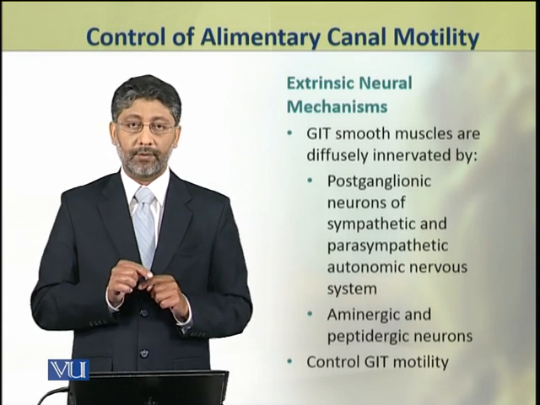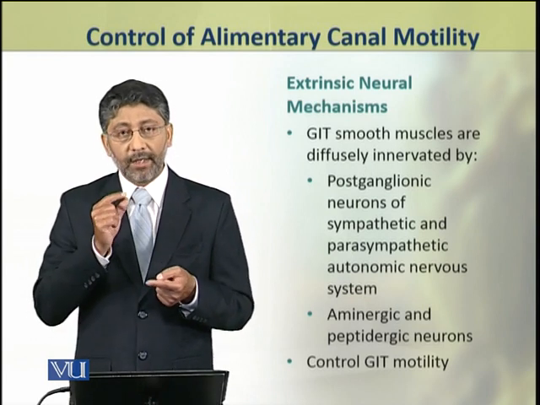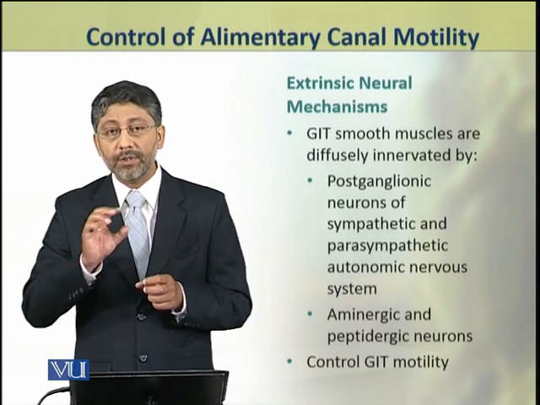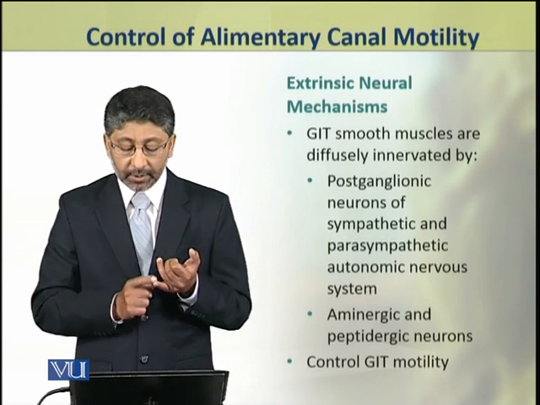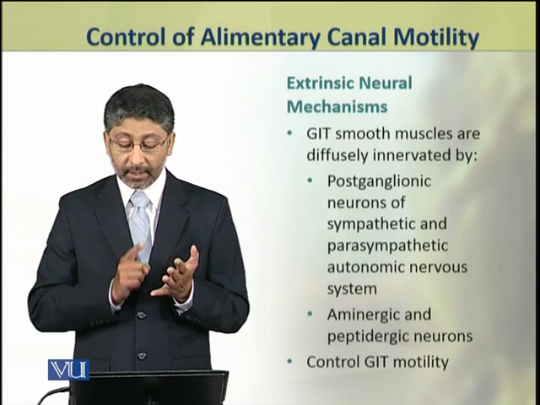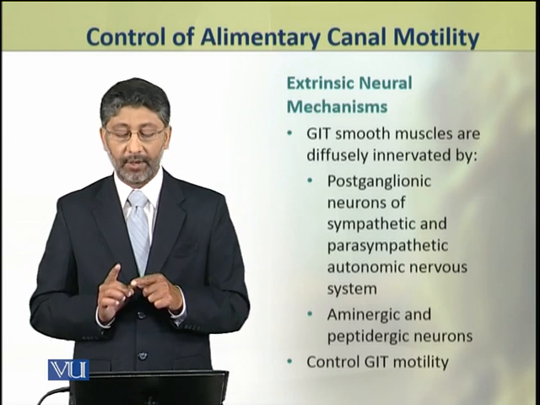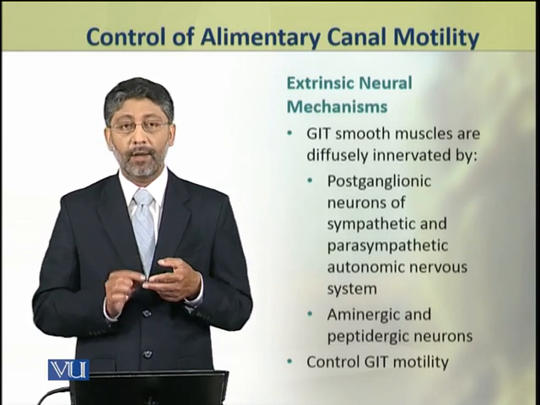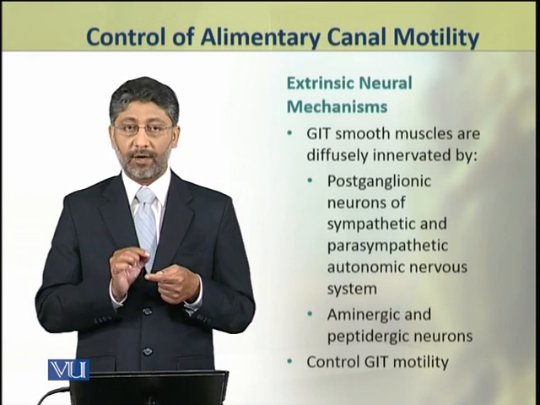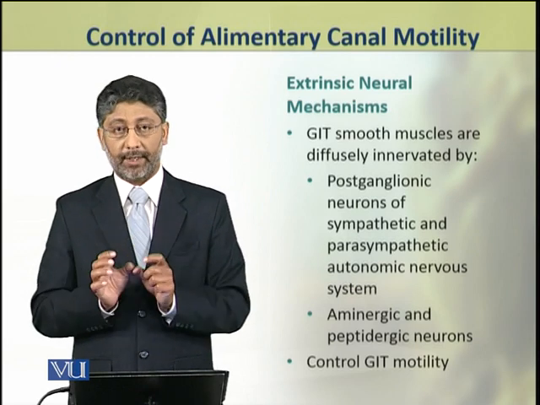Dear students, now we shall discuss the extrinsic neural mechanisms. The gastrointestinal tract's smooth muscles are diffusely innervated by postganglionic neurons of sympathetic and parasympathetic autonomic nervous system. Iske alawa, they are also innervated by aminergic and peptidergic neurons. These innervations of neurons control gastrointestinal tract's motility.